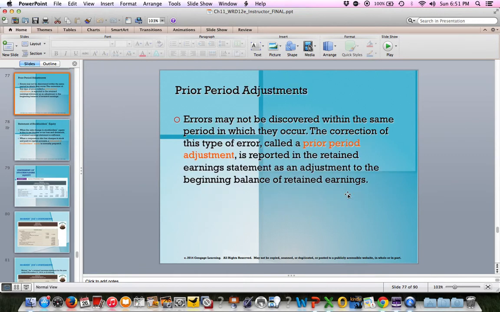You can have what they call a prior period adjustment. Errors may not be discovered within the same period in which they occur. So you close the books from one year, then you open up the books for the next year, start doing your business, and you realize you made a mistake in the previous year, and you don't catch it until the next year. But when you catch it, you need to fix it. And so you do what they call a prior period adjustment, basically readjusting retained earnings to what the correct amount should have been had we found the error during the year that it happened.